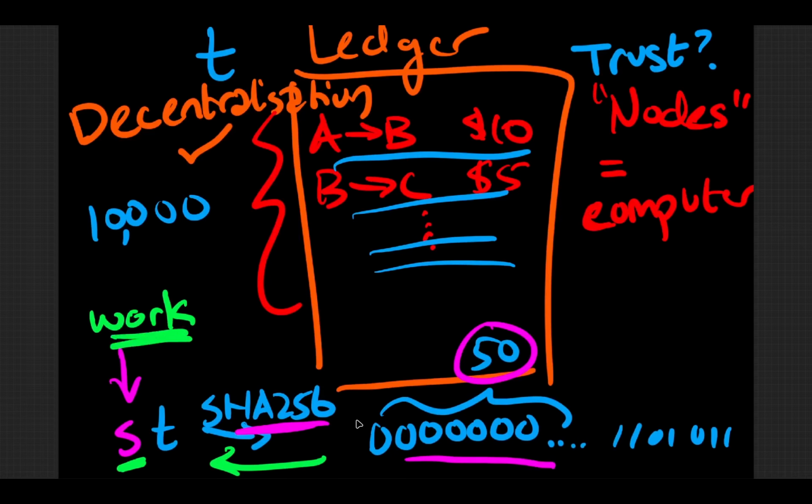Well, once we have this work here, we now know, oh, okay, this person has put in work. This person has tested through thousands, millions, billions of possibilities for S until they landed across a number that has 50 leading zeros. What this person now does is sign off this ledger with S. This person puts S on the bottom of the ledger and then broadcasts this ledger to all the nodes in the network.